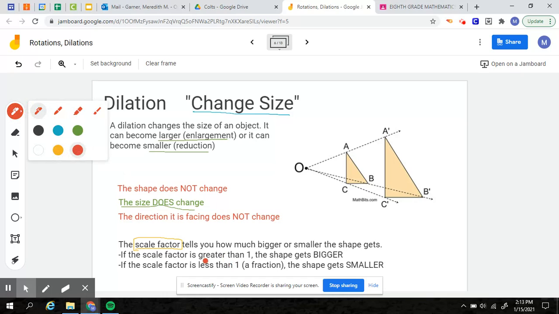So if the scale factor is greater than 1, that means the shape is getting bigger. So for instance, if our scale factor is 3, it is getting 3 times bigger. If our scale factor is 10, the new shape will be 10 times bigger. On the other hand, if the scale factor is less than 1, so that means it's a fraction, that means the new shape is getting smaller. So if our scale factor is 1/2, our new shape is going to be 1/2 the size of the original. If our scale factor is 1/5, our new shape is going to be 1/5 the size of the original.